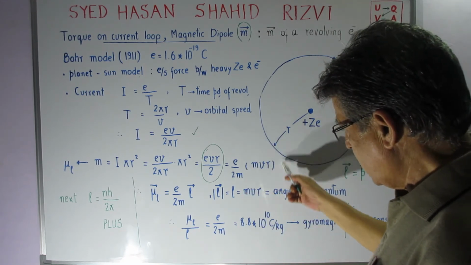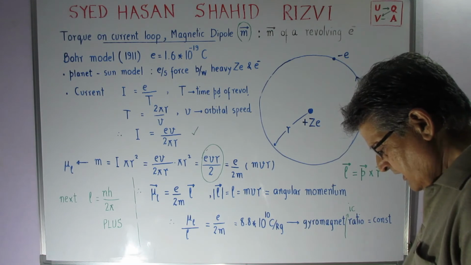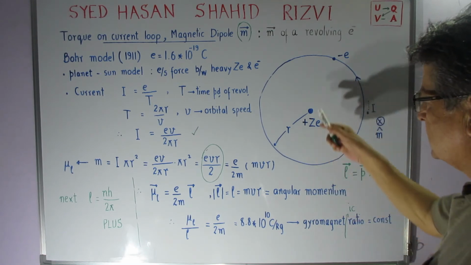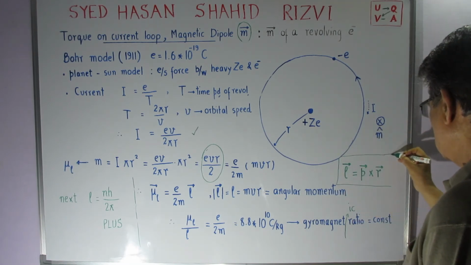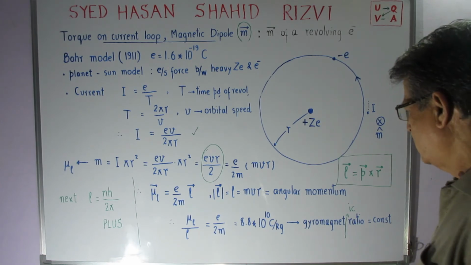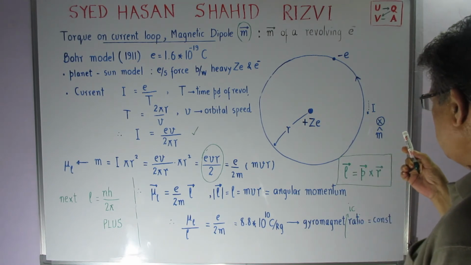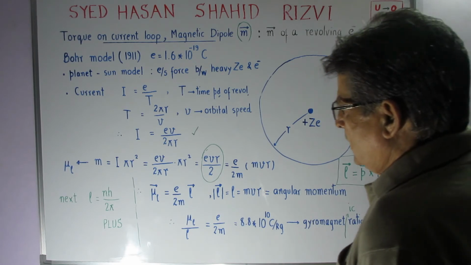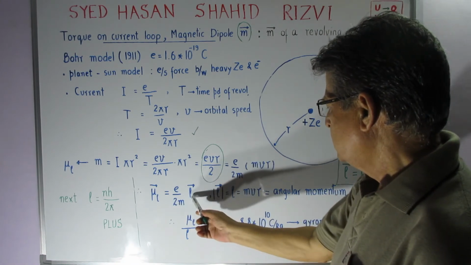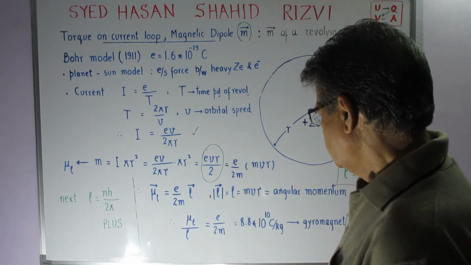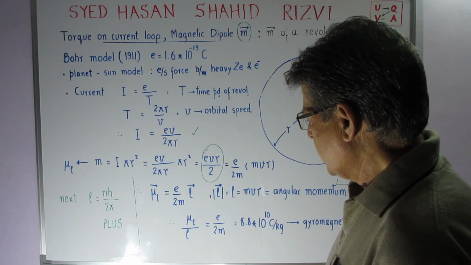Well, this MVR, as you can see, MV is the linear momentum of the system, R is this, and therefore from the relation that we have, L is equal to P cross R. This is the angular momentum vector, this is the linear momentum vector, and this is R. So I can write this mu L as equal to E upon 2m into L, which is the angular momentum vector, and I have written it as MVR.